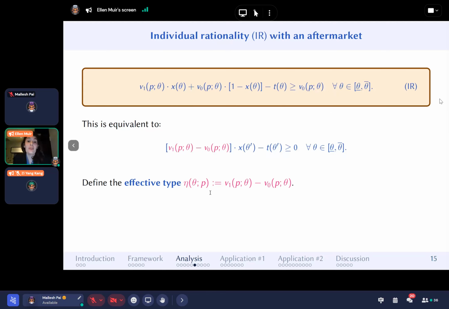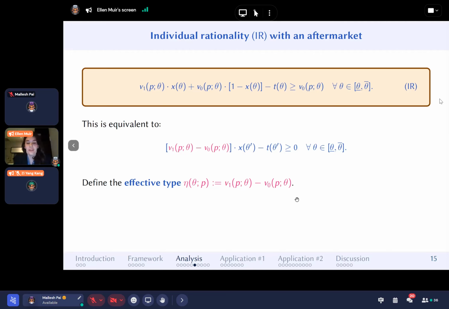And then we can do a similar thing with the individual rationality constraint. We can gather the components that depend directly on our allocation rule. Again, this is given by the difference between the continuation payoff if the agent is versus isn't allocated the good in the direct or primary market. So again, we get this incentive compatibility constraint that now depends on this effective type.